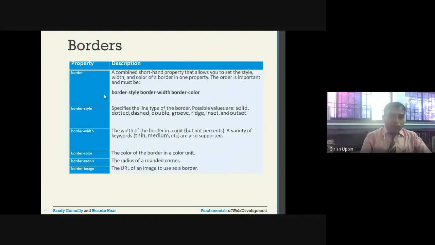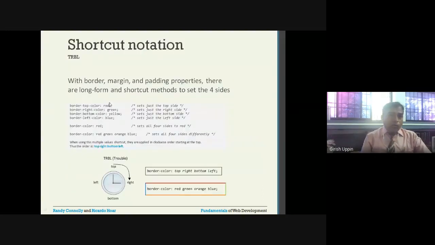One is a shortcut notation, and the other is a long form. So the long form is when you say, let's say, border color. The border has four sides. When you say border color as green, it will color all the sides green. Using the long form notation, you can specify each of these sides. So border-top-color, similarly for the right side, bottom side, left side of the border, you can specify different colors. Or you can use the shorthand border-color and specify the four colors, and the order will be TRBL, that is top, right, bottom, left. That is how it will be colored.